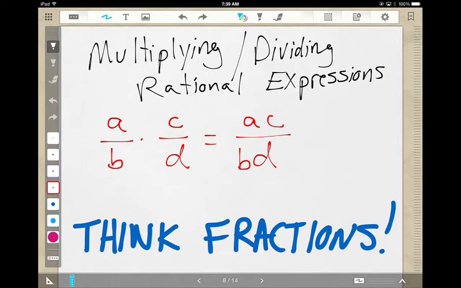In section 2 of chapter 11, we're going to talk about multiplying and dividing these rational expressions. Again, whenever dealing with rational expressions, think fractions.